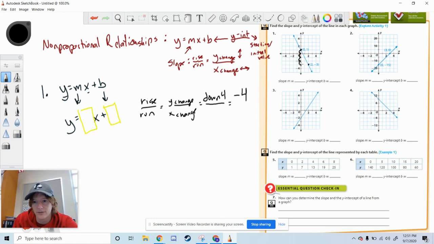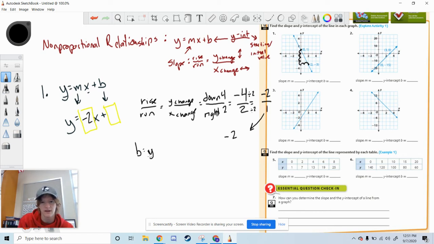And how far over do we go? Well, let's see. 1, 2. So that'll be 2. Left would be negative. To the right is positive. So we have negative 4 over 2, which can be reduced. We can divide these by 2. Negative 4 divided by 2 is negative 2. 2 divided by 2 is 1. So this can be simplified to negative 2 over 1, which is negative 2. So I have negative 2x, and negative 2 is my slope.